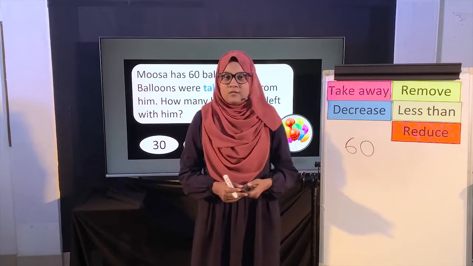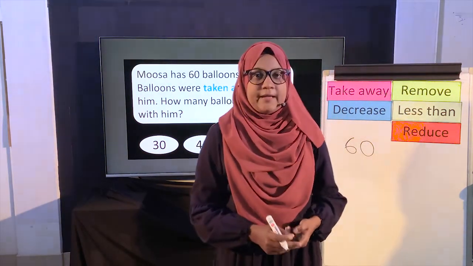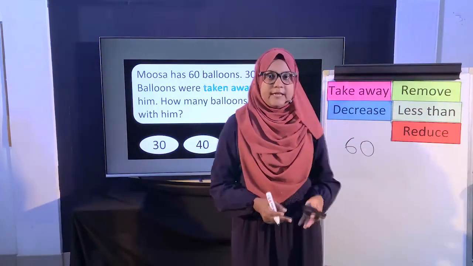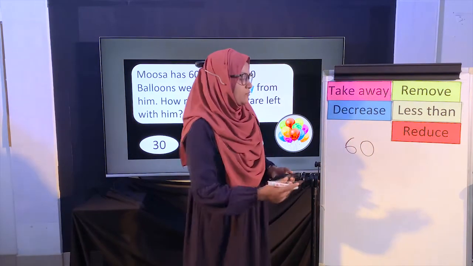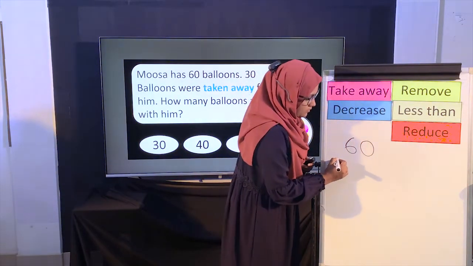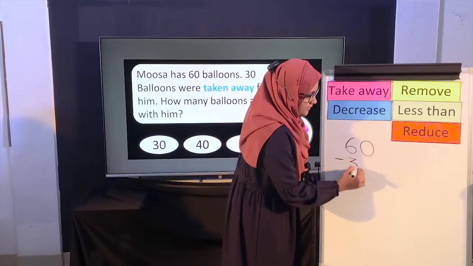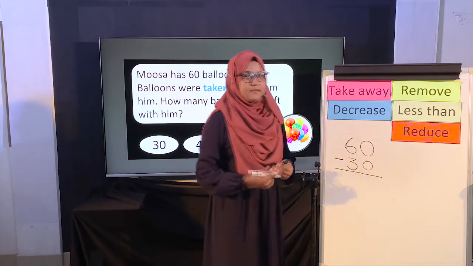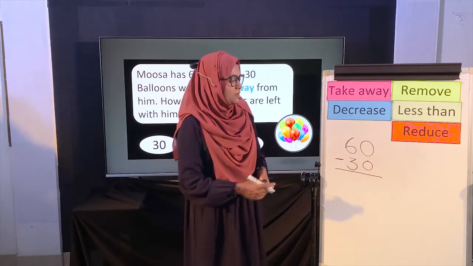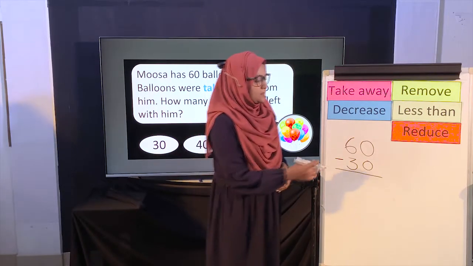Then, how many balloons were taken away? 30 balloons, which means we have to subtract 30 from 60. Remember to write the sign and write 30 below 60. Then we will solve it. Always we have to start from the units place.